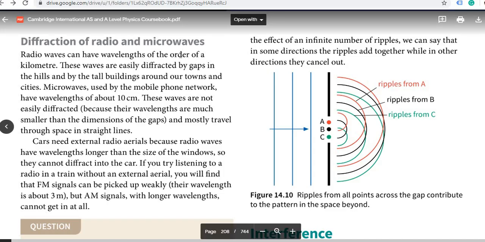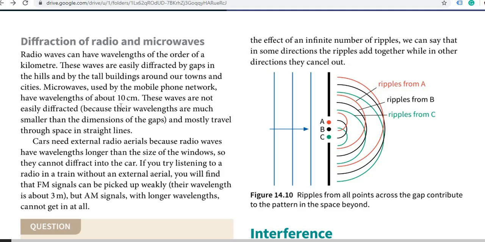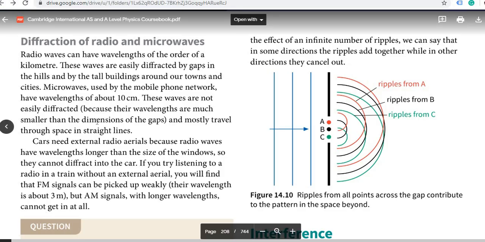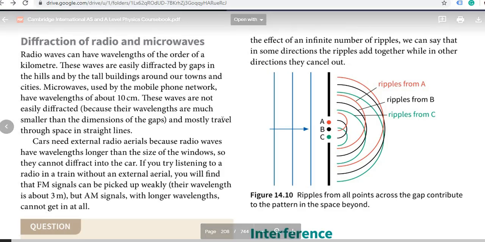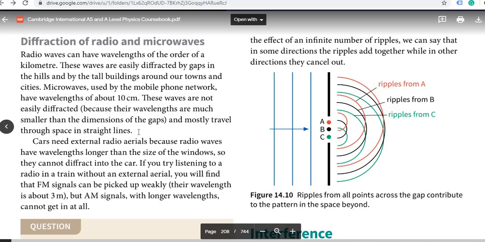So radio waves can have wavelengths of the order of a kilometer. These waves are easily diffracted by gaps in the hills and tall buildings around our towns and cities. Microwaves used by mobile phone networks have wavelengths about 10 centimeters. These waves are not easily diffracted because their wavelengths are much smaller than the dimensions of the gap and mostly travel through space in straight lines.